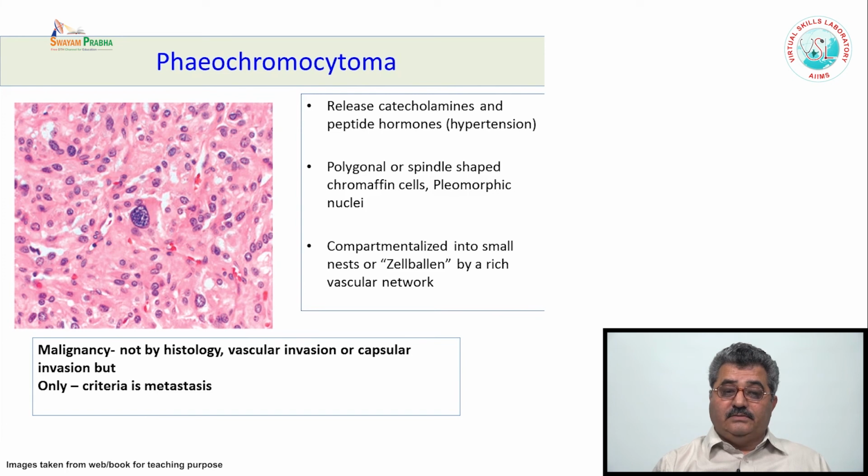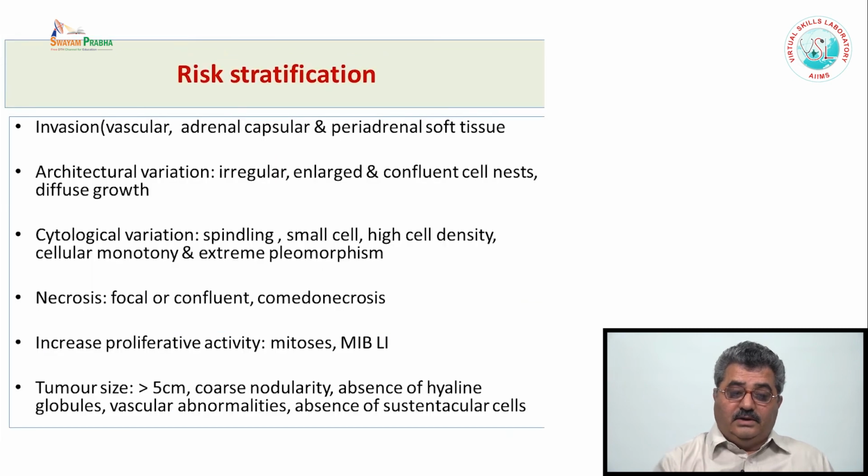These tumors produce the catecholamines, which can be demonstrated by different means, which are the peptides which cause the hypertension. Now, malignancy, to indicate whether this tumor is malignant or benign, most of them are benign. Very rarely they can be malignant. The only criterion which earlier people used to think is the metastasis somewhere. The other features, vascular invasion or the capsular invasion, are not the feature of malignancy.